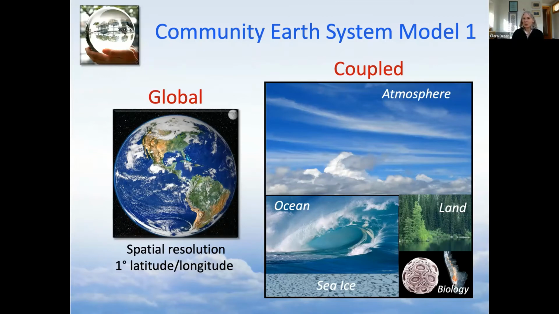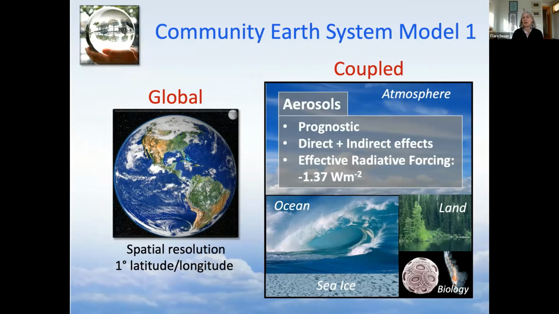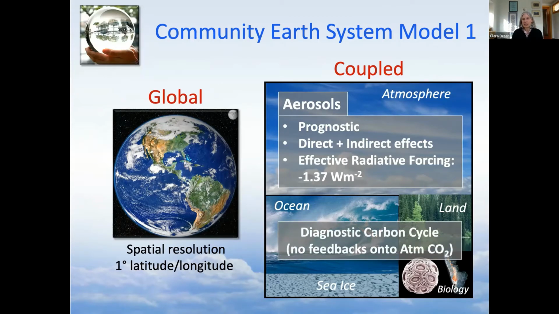For this study, the important thing about the aerosols is that they are prognostic. They do contain direct representations of both the direct effects and the indirect effects of aerosols, i.e. cloud-aerosol interactions. And the effective radiative forcing of aerosols in this model has been quantified by others as minus 1.37 watts per meter squared, which according to a recent review paper of Bellouin et al. is within the plausible bounds, but maybe that is being revised as we speak, I'm not sure. But I think the model is reasonable. And then just to say that there is a diagnostic carbon cycle in the model, but there are no feedbacks of that carbon cycle onto the atmospheric CO2.